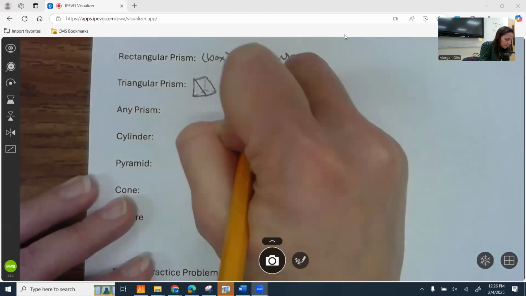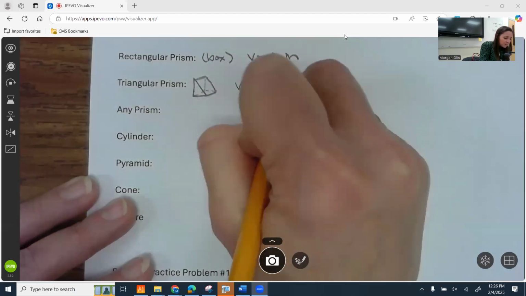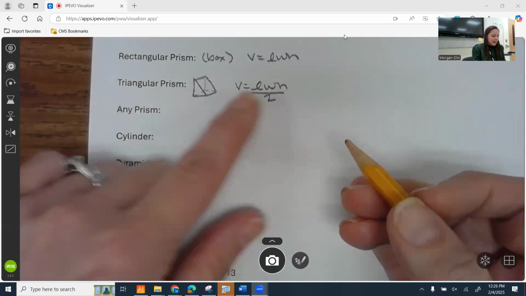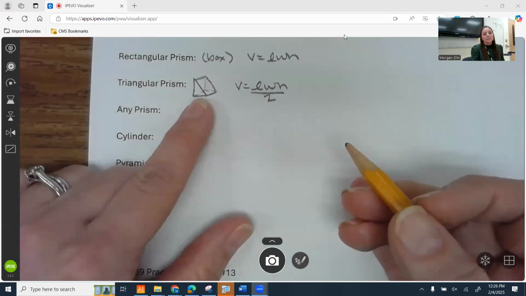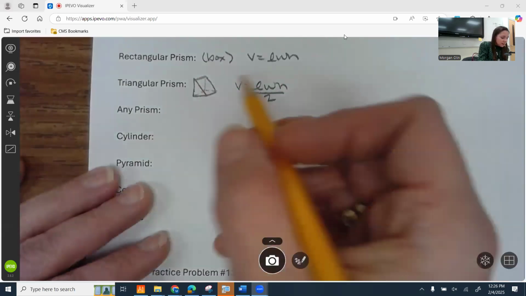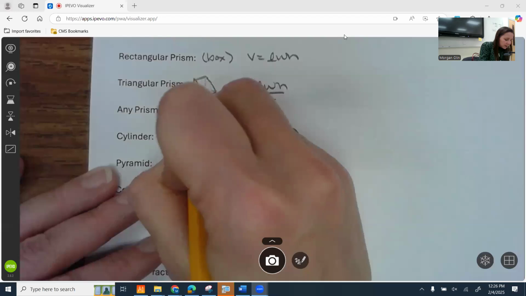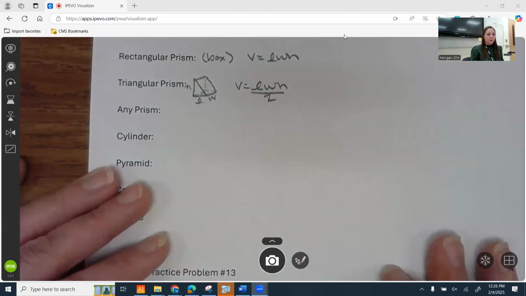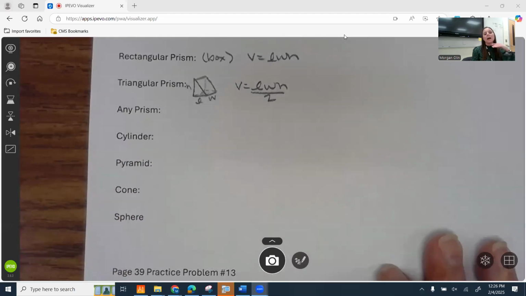The volume is length times width times height, but we divide it in two. A triangular prism is basically half of a rectangle. That height is talking about the height of the triangle. The length and width is going to be whatever makes up that rectangle right there. Okay, any prism, whether I have a triangular prism or a rectangular prism, you can still use this next formula.